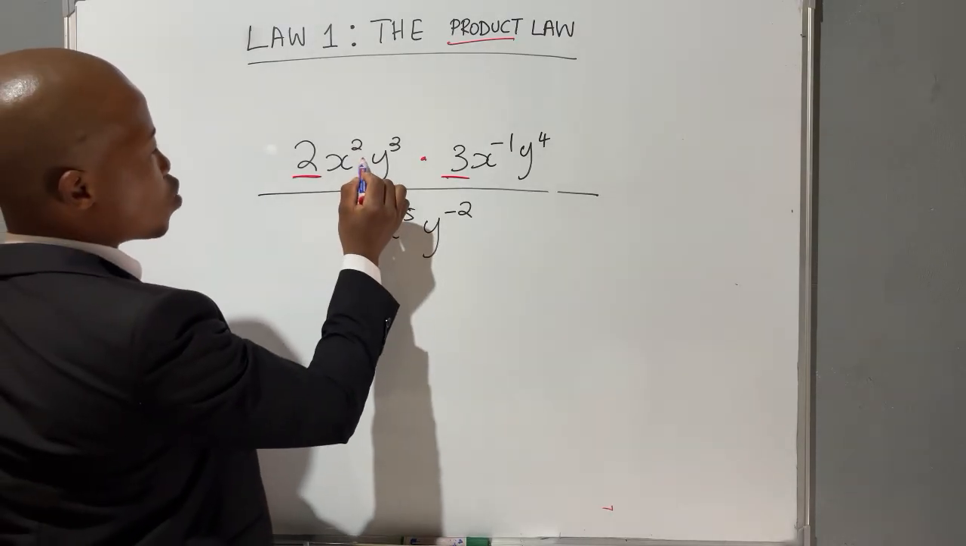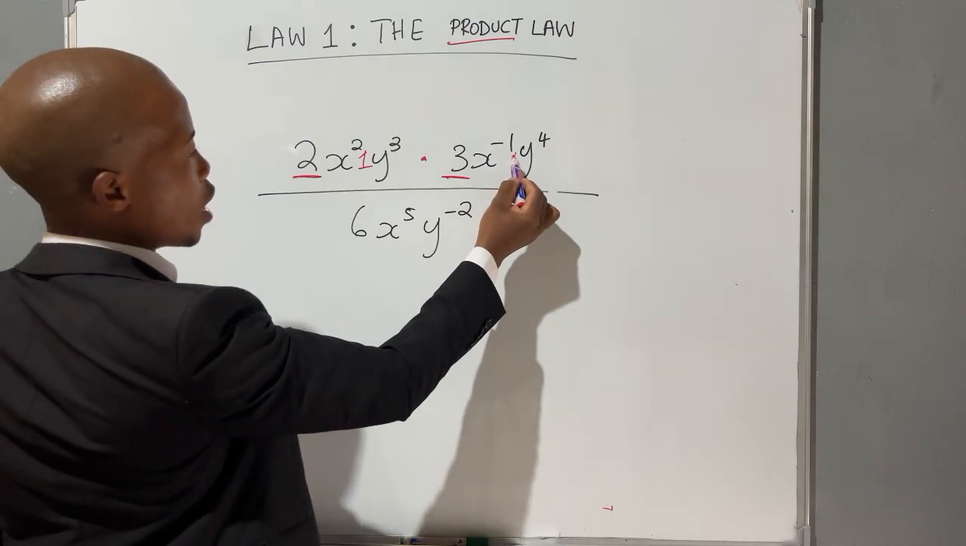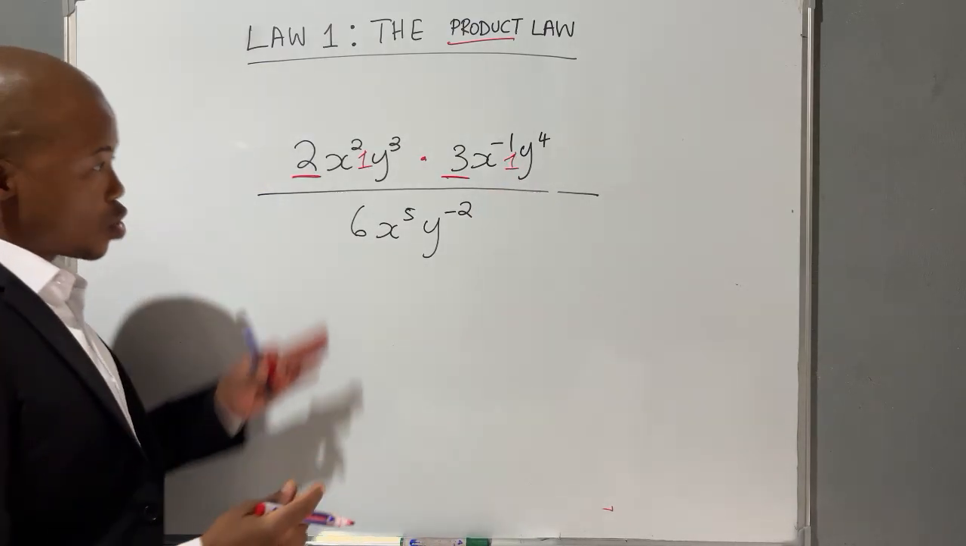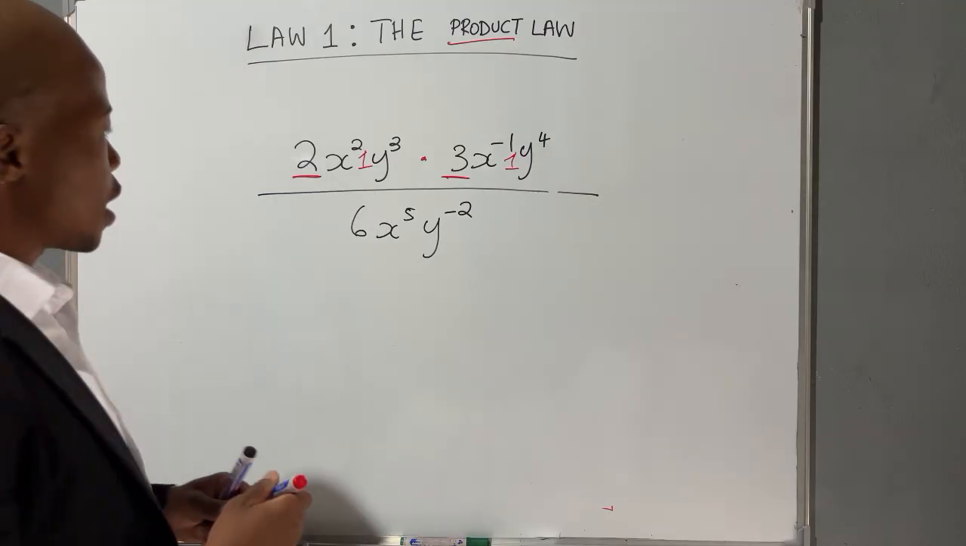For example, you can see you have a coefficient here and also a coefficient here, right? The coefficient of this x is 1. The coefficient of this y is also 1, because like I said, when there's no coefficient, it means the coefficient is 1, right?